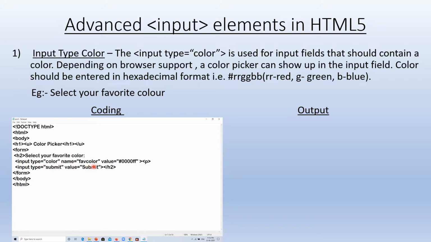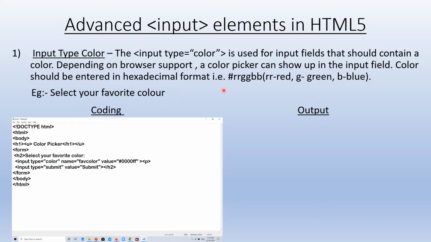Name is equal to favorite color. So this name will be for this type color. Always we are going to use name for the type. So in further codings, I am not going to tell you what this name is. Always we are going to give names to the types. But these names will never be seen in the output. Then value is equal to hash 0000FF. Now from this coding, what will be the output?